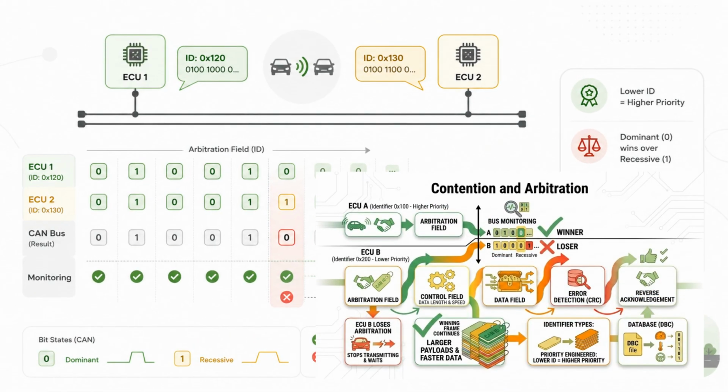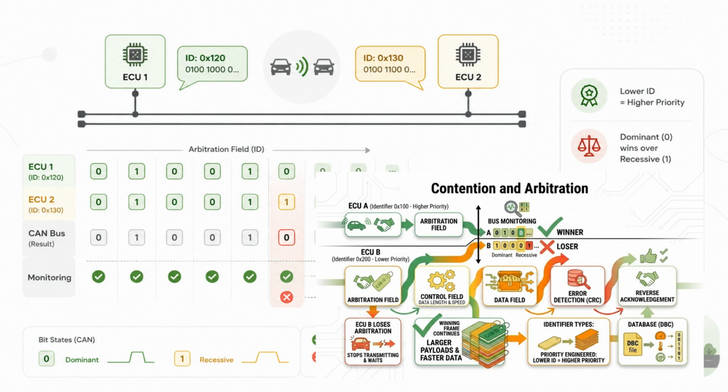Now imagine two ECUs try to transmit at almost exactly the same time. CAN must decide which message continues without corrupting communication. It does this using arbitration. CAN defines dominant and recessive electrical bit states. While transmitting, every node also monitors the actual bus. If a controller sends a recessive bit but observes a dominant bit, it understands that another message has higher arbitration priority. It stops transmitting and waits to retry.